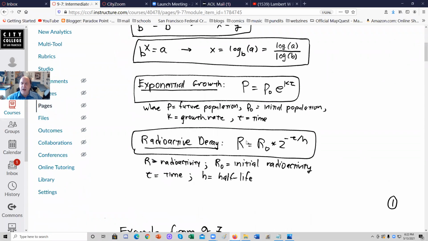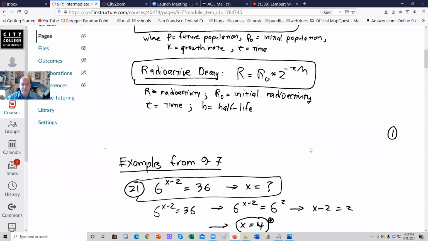Radioactive decay. R equals R naught times 2 to the negative T over H. R naught is the initial amount of radioactivity. R is a later amount of radioactivity. T is time, and H is called the half-life. The idea is that whenever T increases by H units, then this exponent decreases by 1. 2 to the negative 1 is a half. And so you get half what it was before, when H units of time pass by. So this halves in size every H units of time.